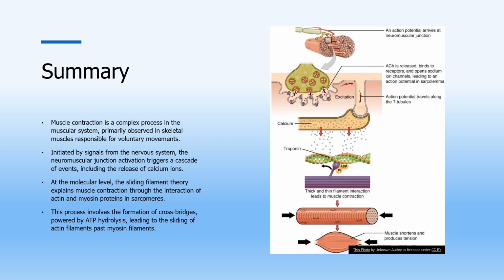And next, you see down here the excitation, and then the action potential travels along the T-tubules. Right here is the calcium, troponin, and then next, thick and thin filament interaction leads to muscle contraction. And lastly, here at the bottom, as we discussed earlier, the muscle then shortens and produces tension.